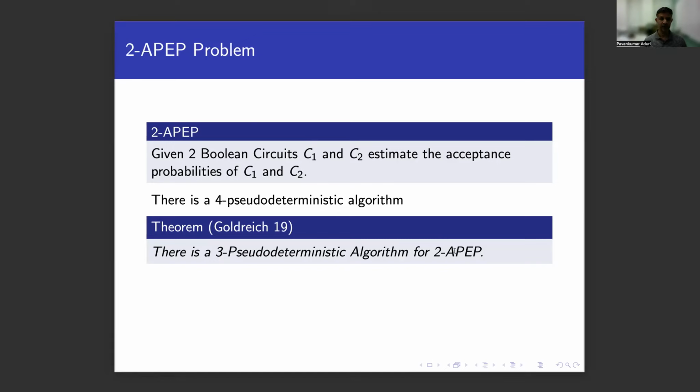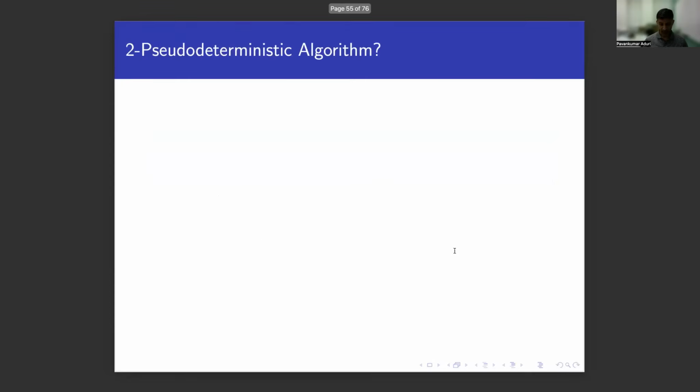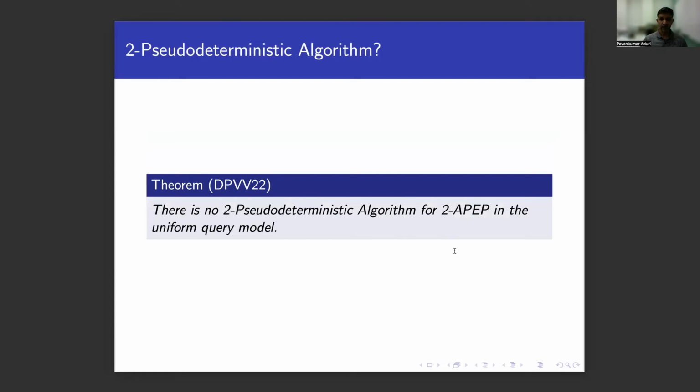Now, can you further reduce it? Can you go down from 3 to 2? Is there a 2-pseudo-deterministic algorithm for this 2-circuit approximation problem? So our main result is that this is not possible using the known techniques. The known algorithm to estimate the acceptance probability is to uniformly generate an input and evaluate the circuit on that input. And using that uniform query model, we can show that there is no 2-pseudo-deterministic algorithm for this 2-APEP problem. So this is the second main result in this work.